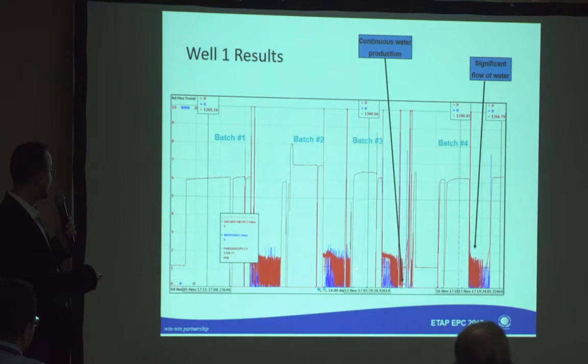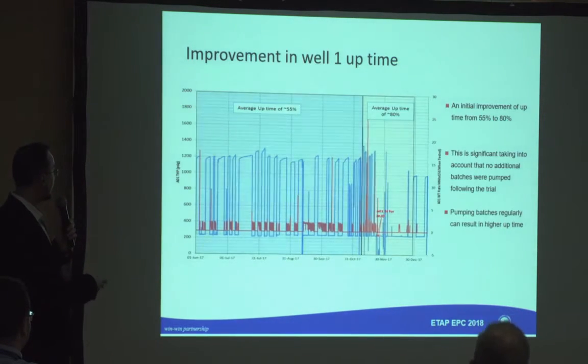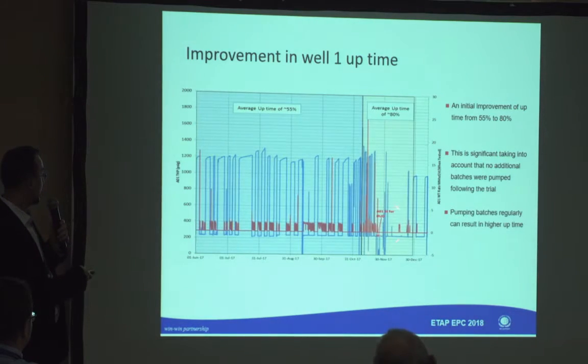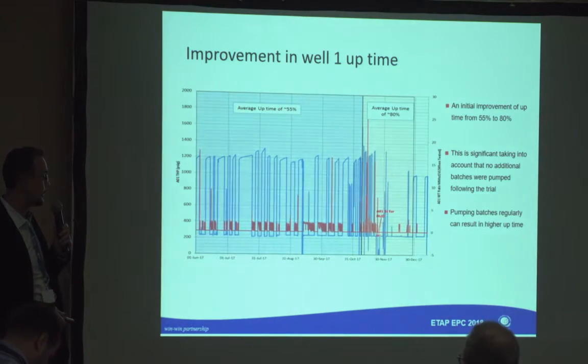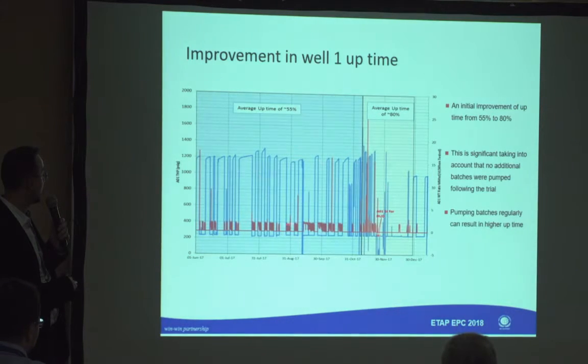So these are the 4 batches that we injected. You have your gas rate, your water rate, and your shut-in tubing pressure. You can see that the well is still struggling to flow gas, but here we started producing much more water. And then following the batch trials, we flowed the well, and we found that the uptime of the well had improved by 80%. So we did not need to shut in the well as often to be able to produce it. This showed that the trial was successful, and we were able to increase the uptime of the well from 55% to 80%.